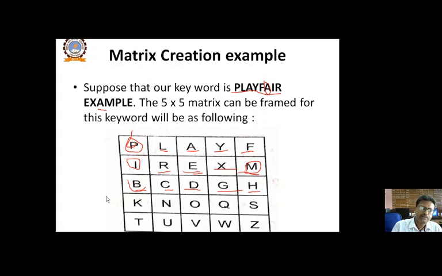So in this way, the matrix is being created for the Playfair example. Suppose "Playfair example" is the keyword. Now if I say Sudhir is the keyword, then the first will be S, then U, then D, then H, then I, then R, and the keyword Sudhir is finished. It is exhausted. So we will start with A, B, C, and so on, and we'll try to fill from A to Z, leaving the duplicate values which we have already filled. So that is how the matrix is being created.